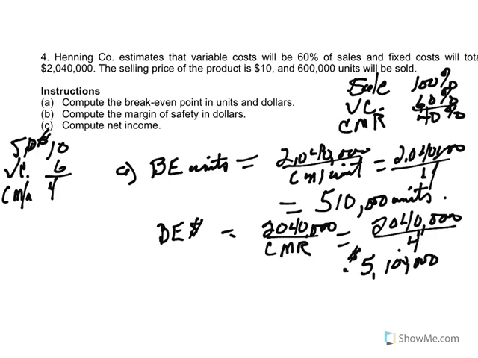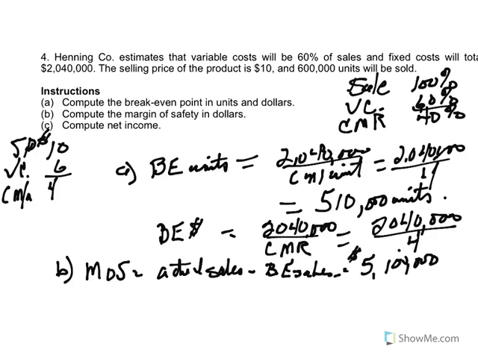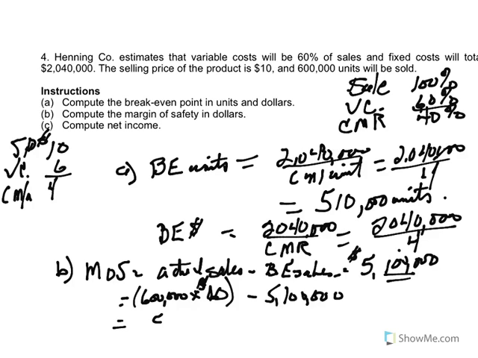Now part B said, compute the margin of safety. The margin of safety is equal to the actual sales minus the break-even sales. Well, I know the break-even sales is this. The actual sales then is 600,000 units times $10, sorry, minus $5,100,000 break-even, which will equal $900,000. So that's my margin of safety.